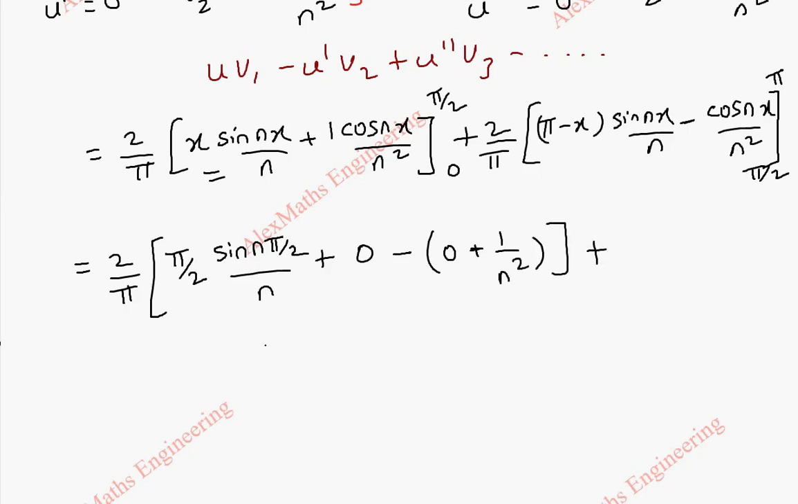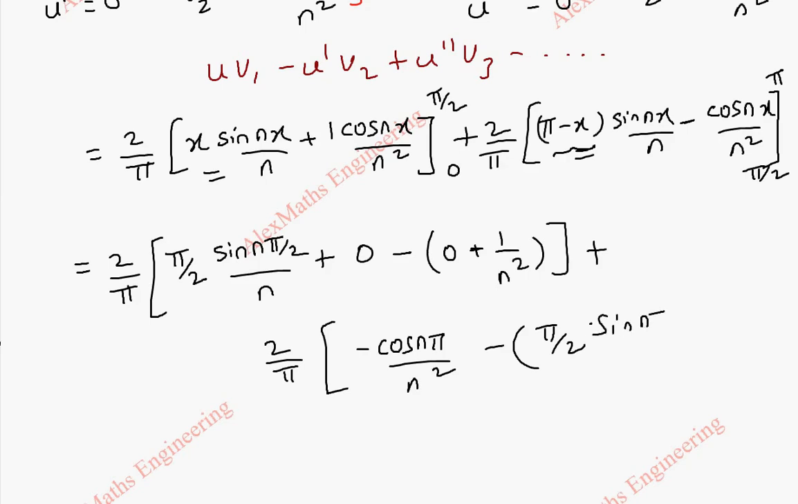Then coming to the second part, we have outside 2 by pi. When I put pi here, this becomes 0. When I put pi here, minus cos n pi by n square, minus, when I put the lower limit pi by 2 here, pi minus pi by 2 is pi by 2, and again we have sin n pi by 2 by n, and cos n pi by 2 becomes 0.